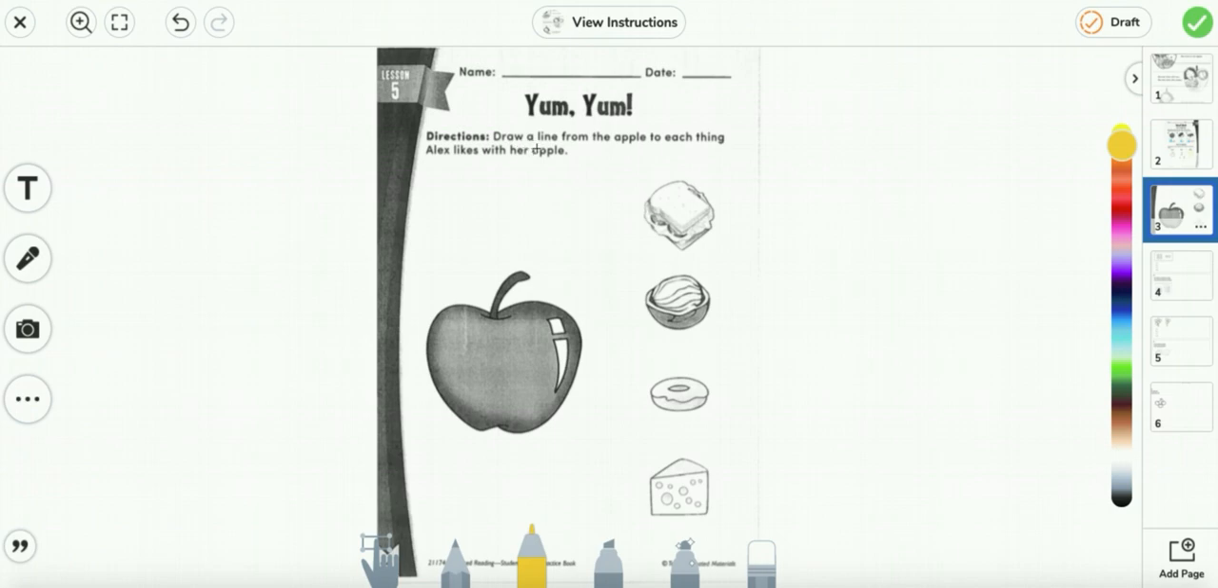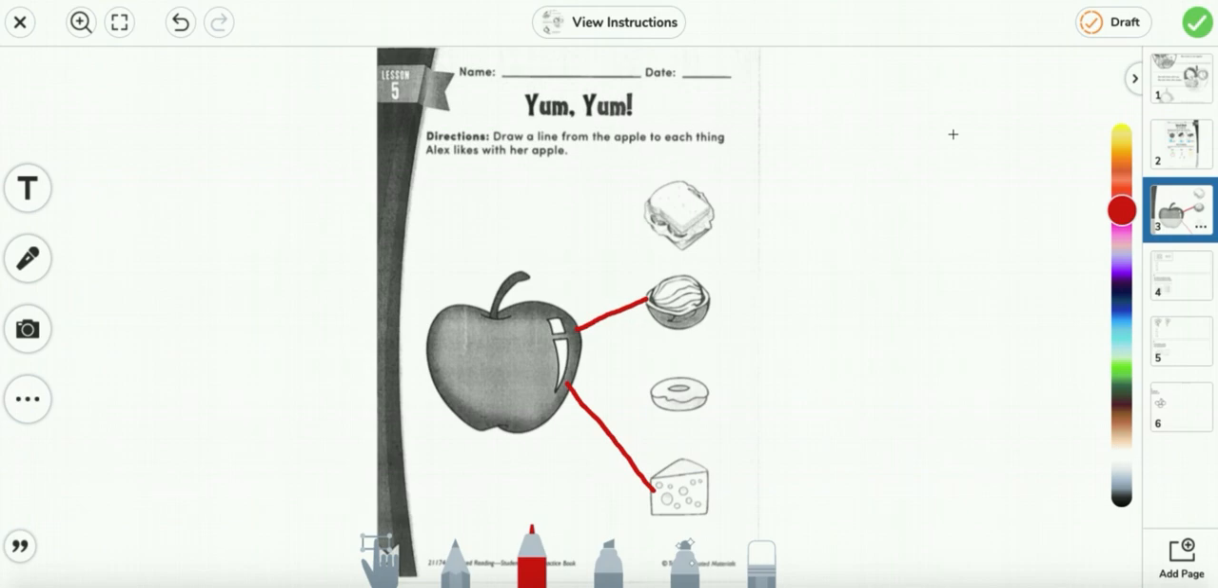Yum, yum. Draw a line from the apple to each thing Alex likes to eat. Alex likes with her apple. Okay, so here we have the apple. Does Alex like to eat a sandwich with her apple? The story didn't say that. Let's see the next one. What is that? A nut. Does Alex like to eat nuts with her apple? Yes. What's this? Donut. Does Alex like to eat donuts with her apple? Next picture is cheese. Does Alex like to eat cheese with her apple? Yes. So we'll go ahead and draw a line.